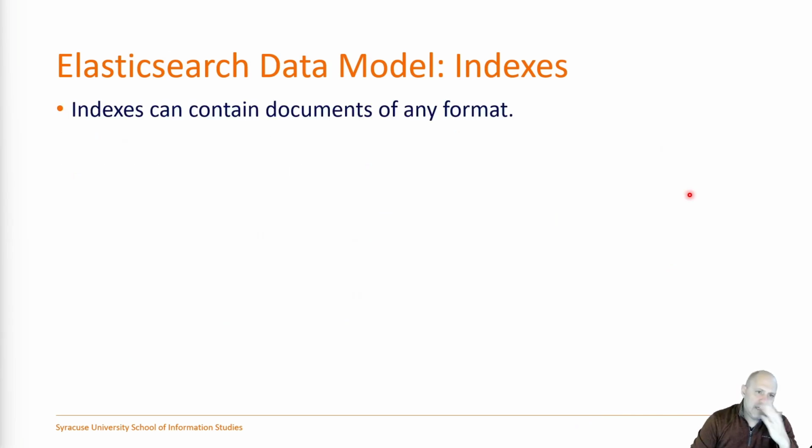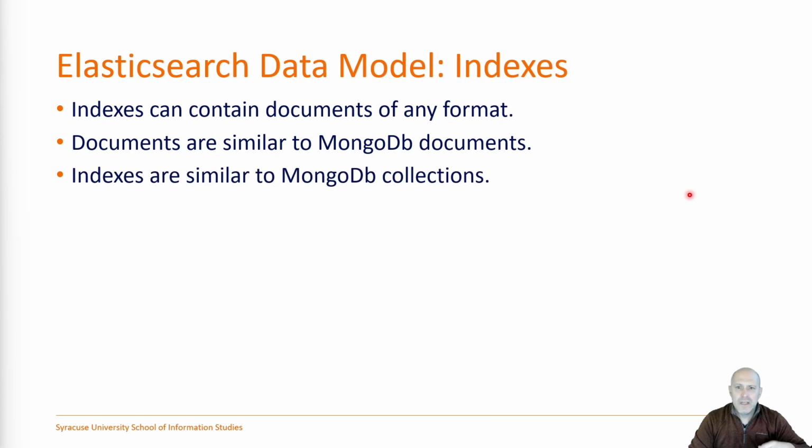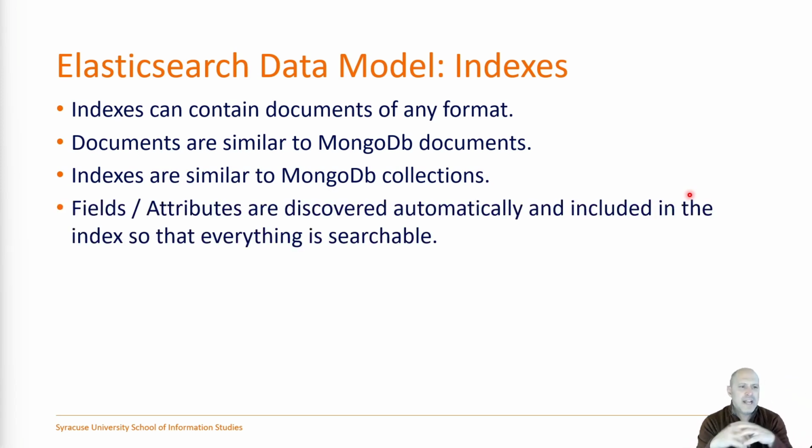All right, the data model. Indexes, what do they look like? Indexes can contain documents of any format. Documents are similar to MongoDB documents. Think of that metaphor works. The indexes themselves are like collections, and the fields and attributes that are discovered automatically within the contents of the document that create the inverted index are just like the fields and attributes that you would see in MongoDB, except all of them are indexed. That's really fundamentally the difference. All of them are already indexed. This greatly speeds up the read operation at the expense of the write.